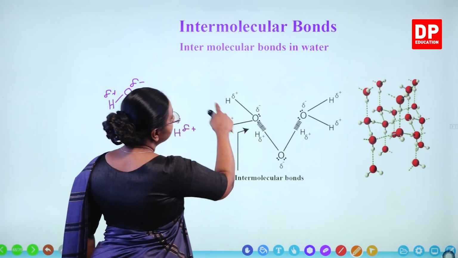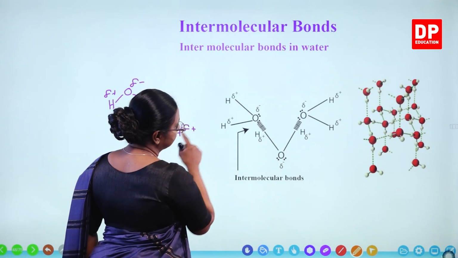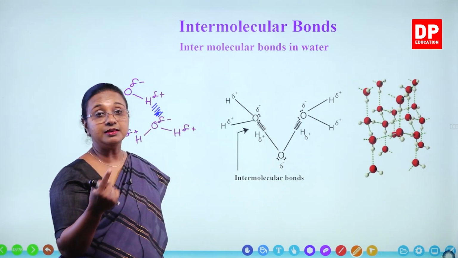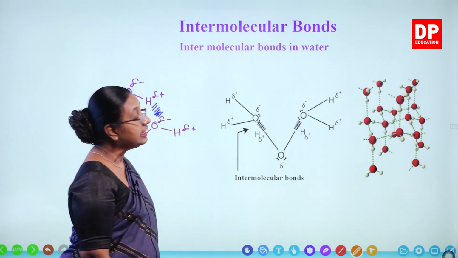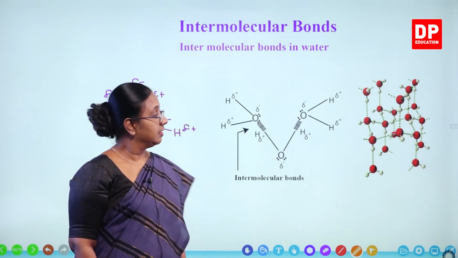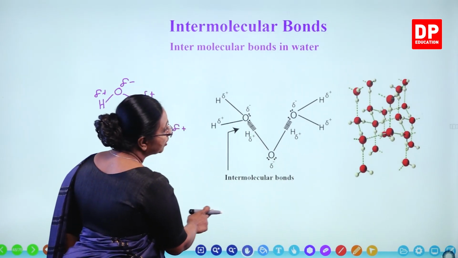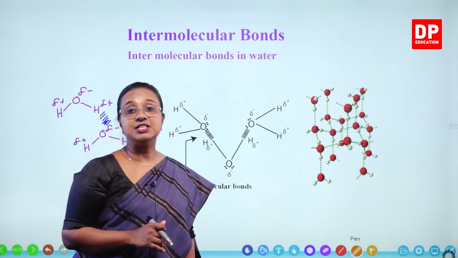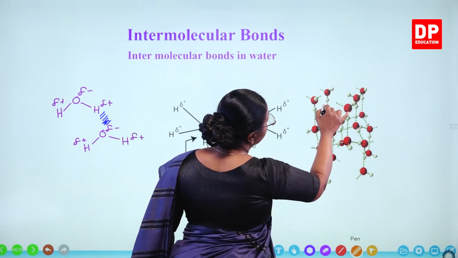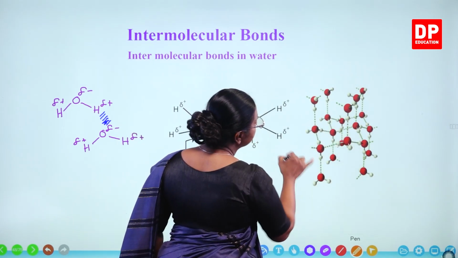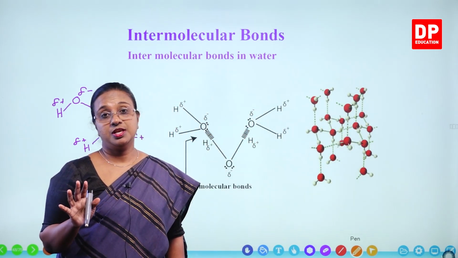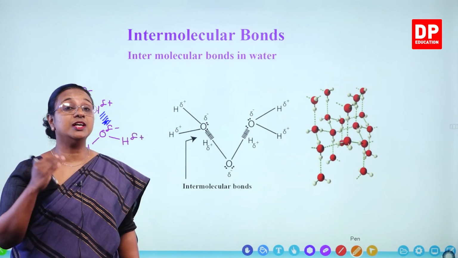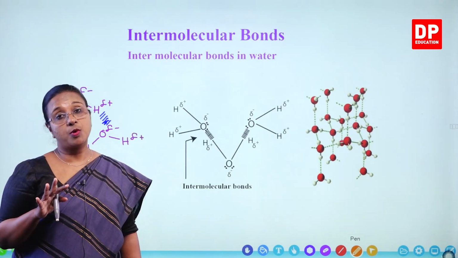Can you see that? One water molecule with delta plus, delta minus and delta plus. This delta minus is attracted to the delta plus of another molecule, and that is the intermolecular bond. If we look at the water molecule in a three-dimensional structure, this is how they arrange themselves. Can you all see the angular shape and the interaction between all these molecules? Now this particular intermolecular bond gives rise to many special properties of water.